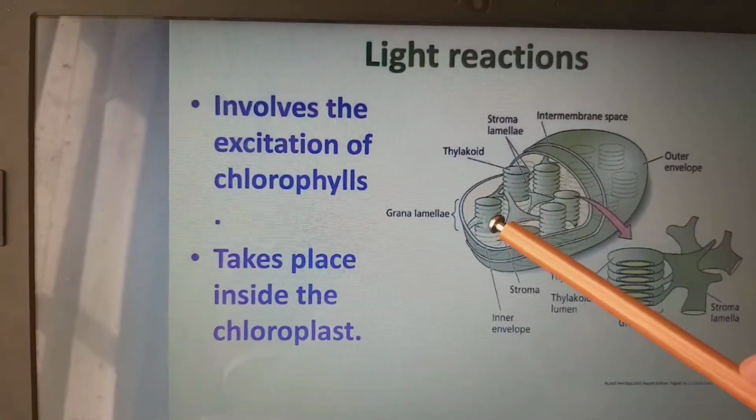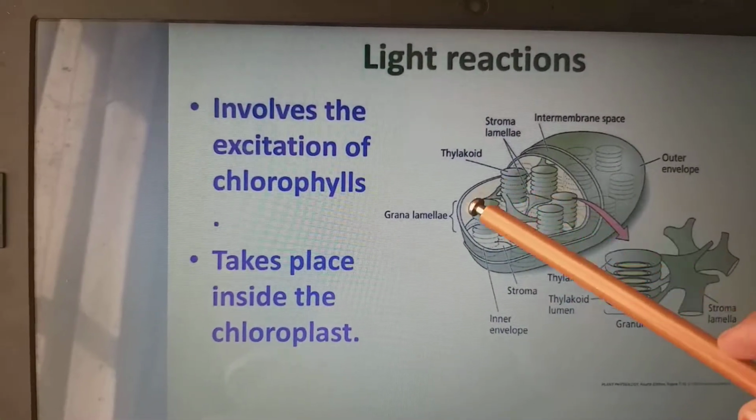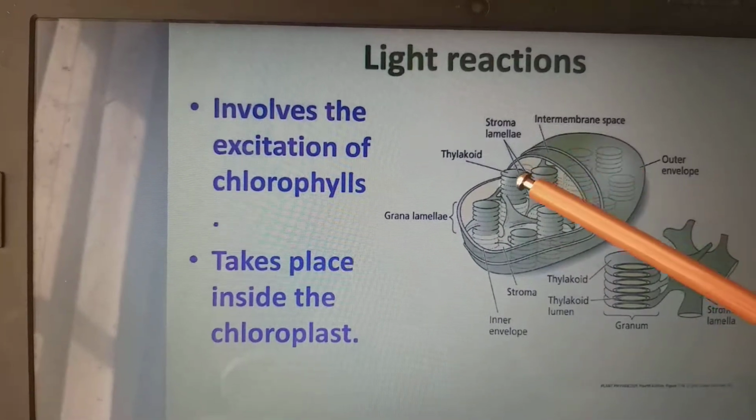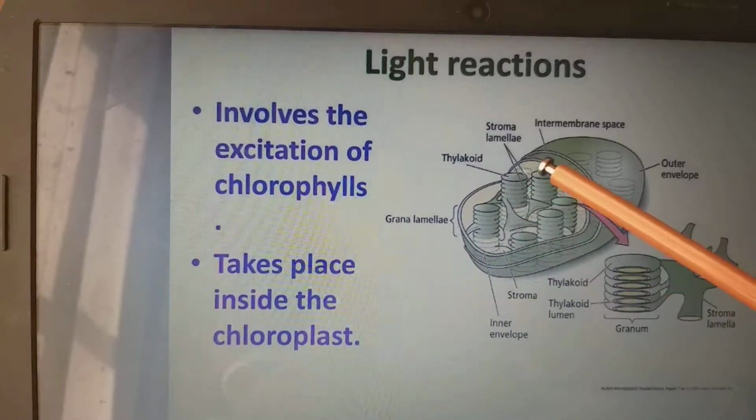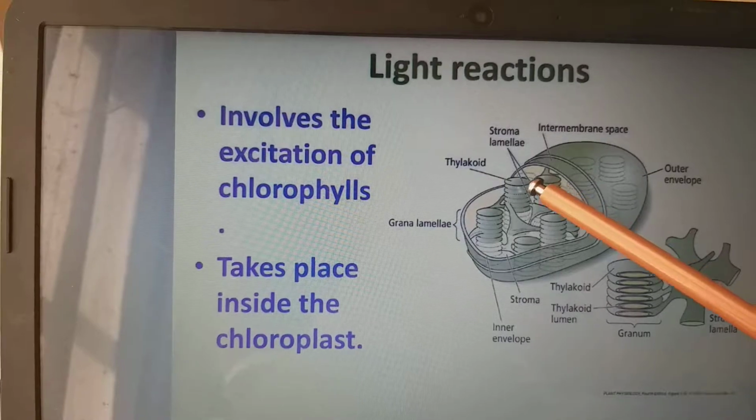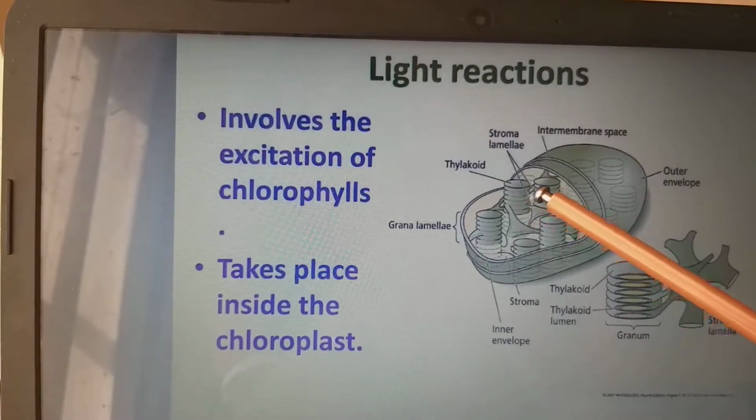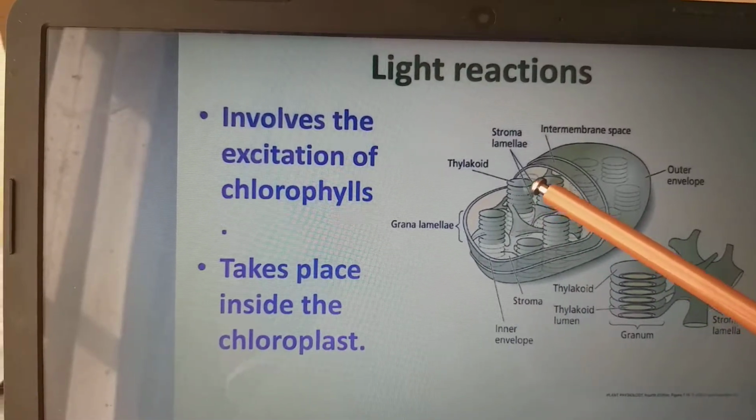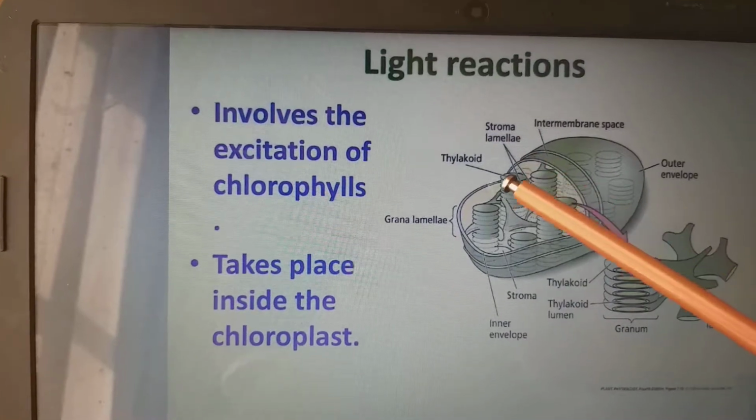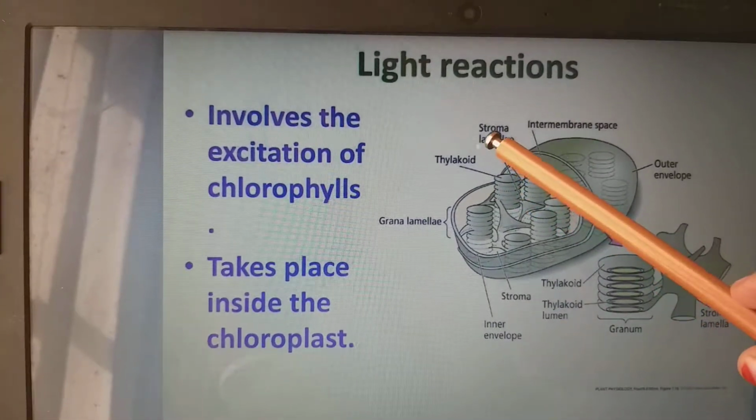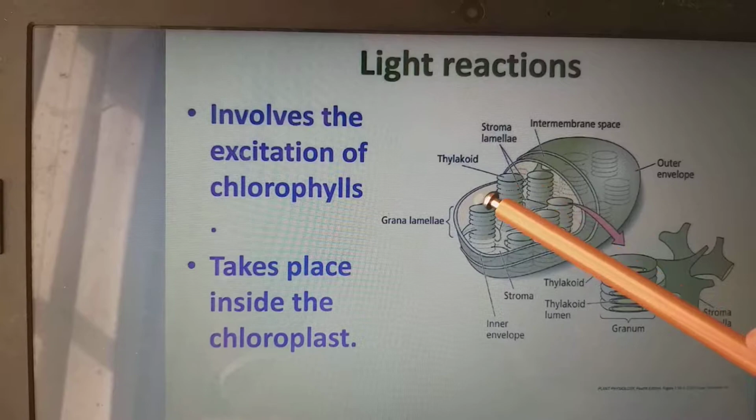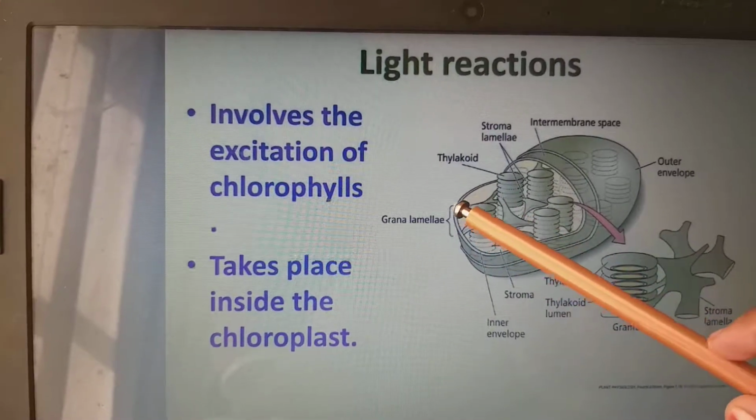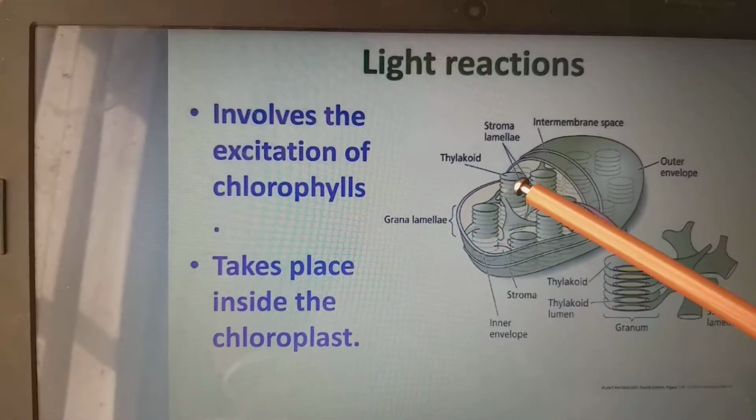And the remaining space, we call it stroma. One granum to the other granum is connected by lamella, in the form of a plate-like structure present inside the stroma. Because of that we call it stroma lamella. So we have the grana lamella. These are nothing but the grana.